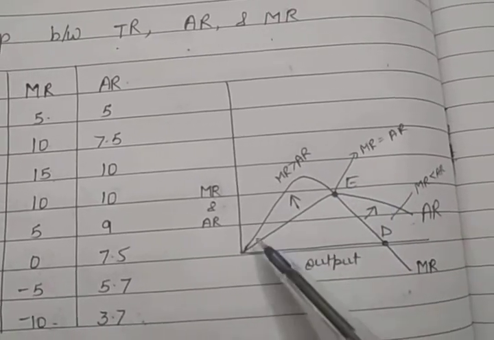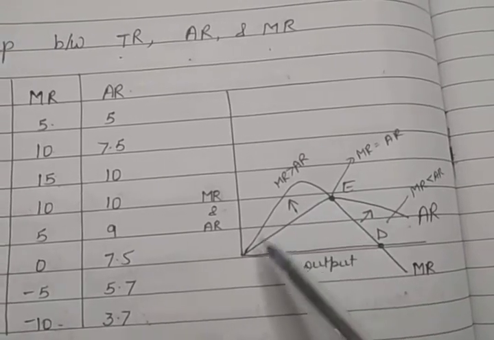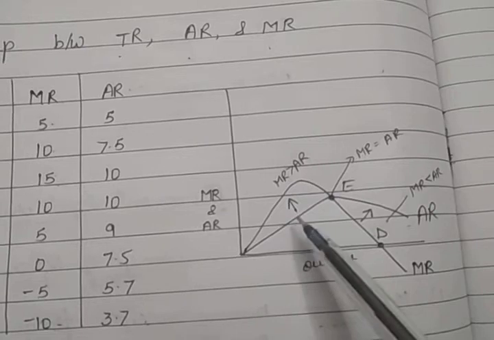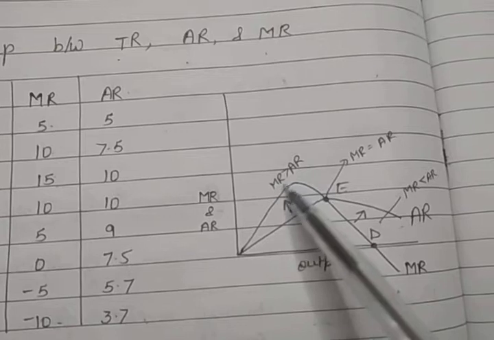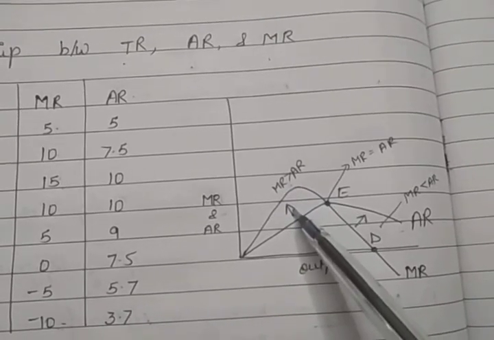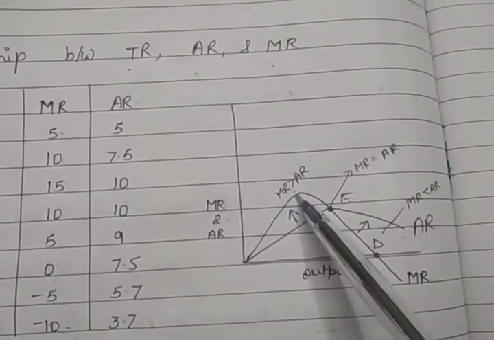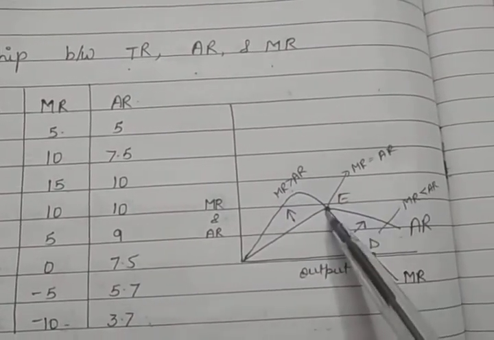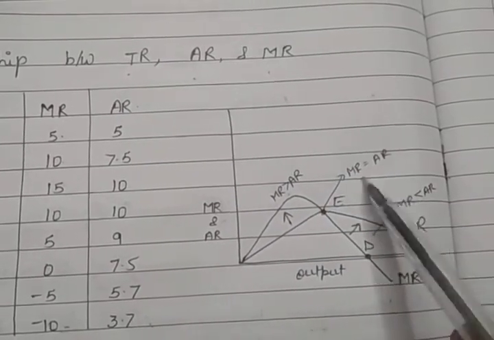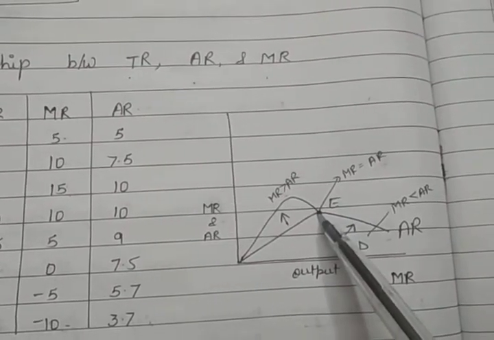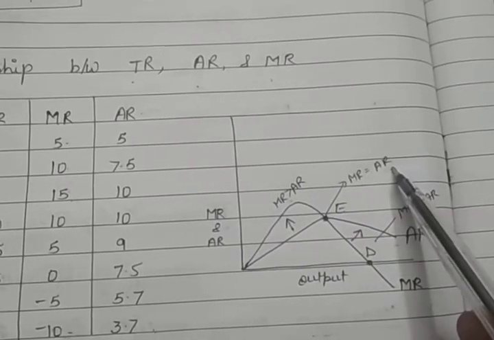First of all, this curve is AR. So AR increases as long as MR is higher than AR. You can see here this one is your MR curve, this one is your AR. So MR is greater than AR over here. So your first point is AR increases as long as MR is higher than AR. Second point, AR is maximum and constant when MR is equal to AR. At the point E, you can see here AR is the maximum and constant, and at this point MR and AR are both equal to each other.